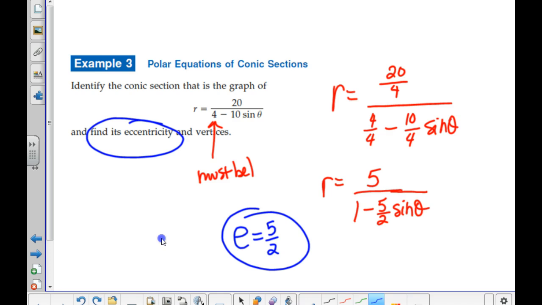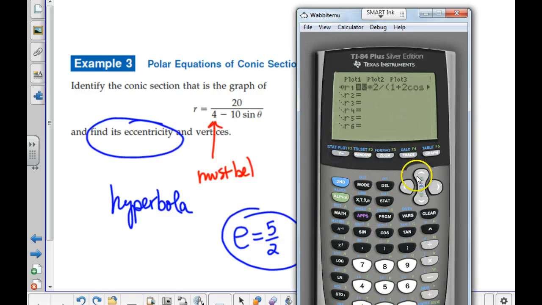What can you tell me about this shape? If it's 5 halves, it's going to be what shape? It's going to be a hyperbola because it's greater than 1. Now, what's the symmetry going to be? It is a sine, so there's going to be vertical symmetry. Now, you can type in either one of these, the original one or the reduced one.